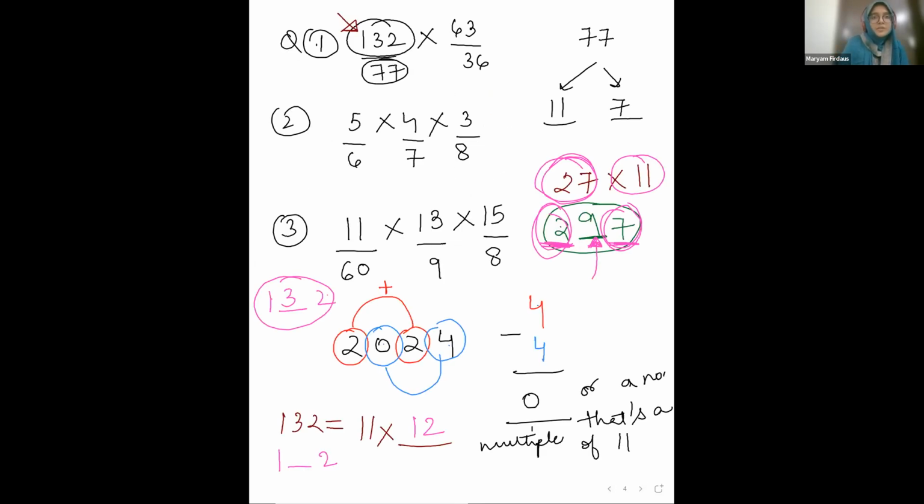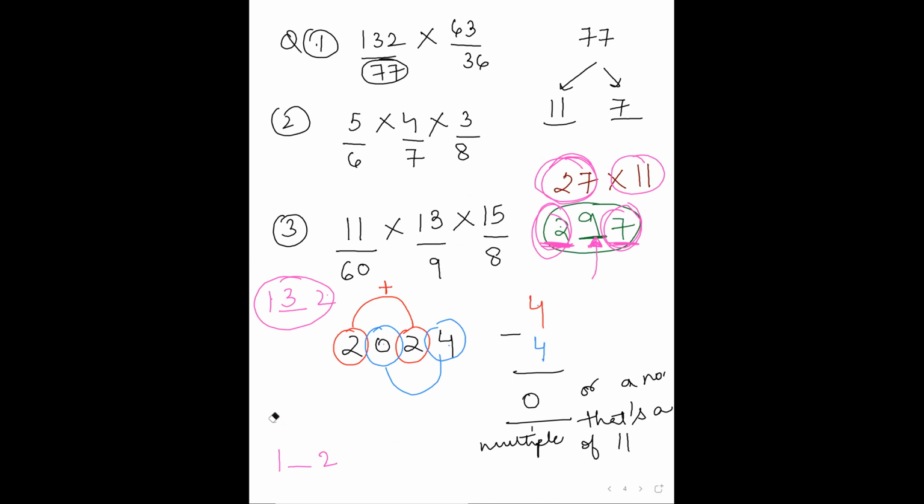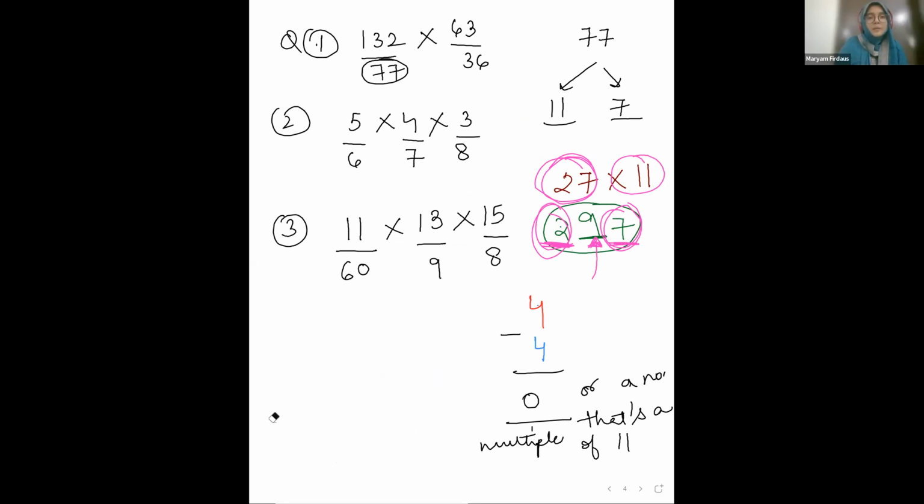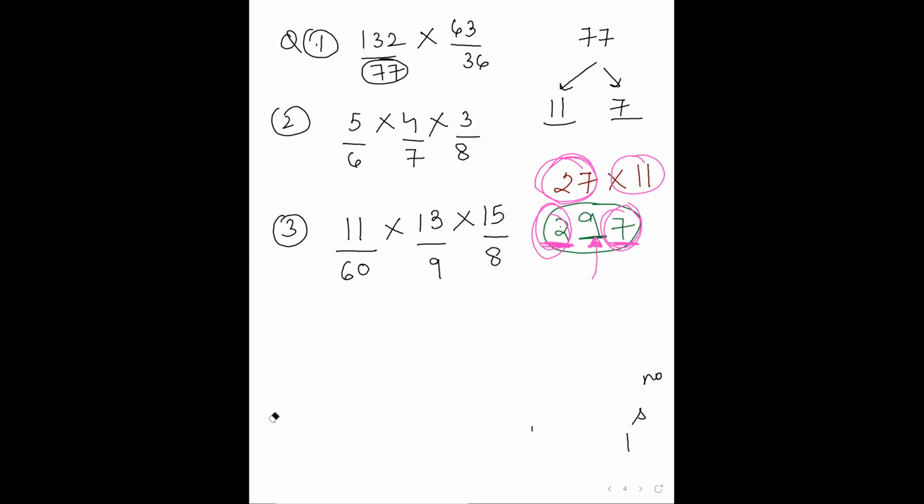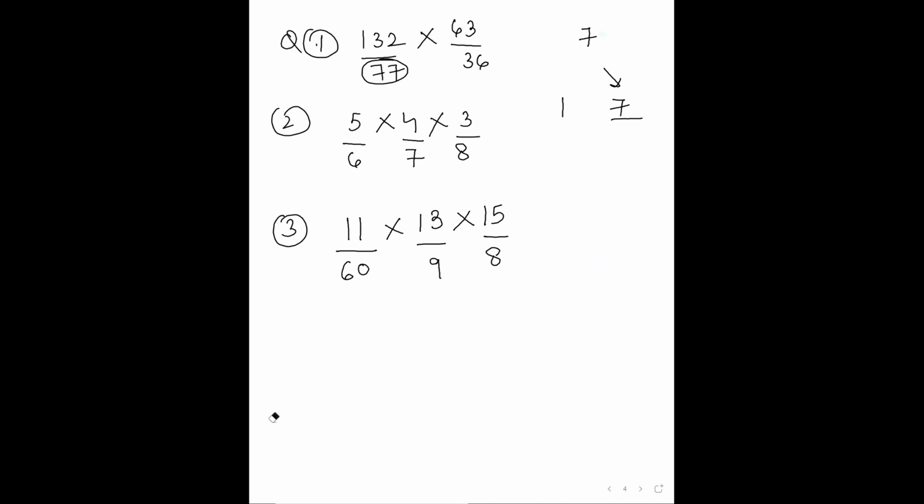So the first question, 132. Can you tell me which number is it multiplied by 11? 12. Very good. Okay. So now you'll be able to solve it. Yeah. So we can cancel 63 and 36, and then we have to cancel 77 and 132.